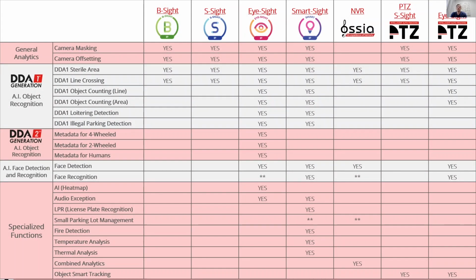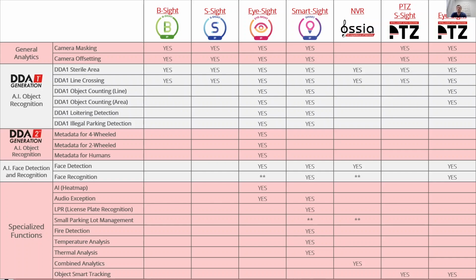To help you make sense of where and how these analytics are supported, I've prepared a very useful compatibility chart. You'll find it's included in the presentation, which you'll receive later. And it's also available on our website and within our digital catalog. This chart outlines which camera models support our first generation DDA, our second generation DDA, our more advanced analytics such as face detection and recognition, and other specialized analytics.